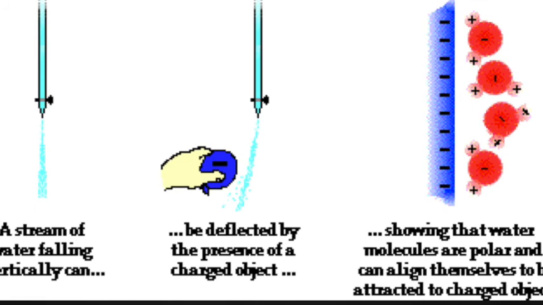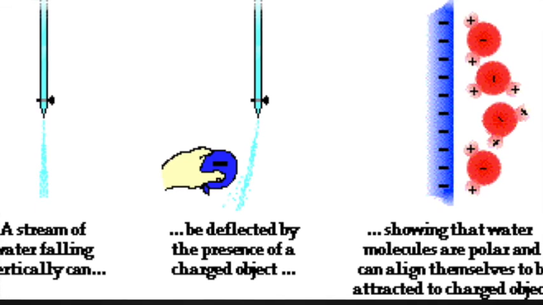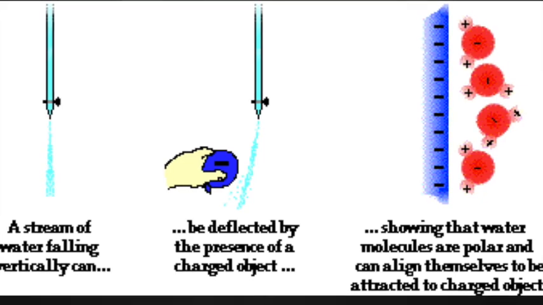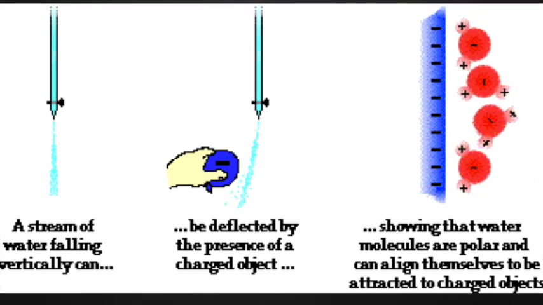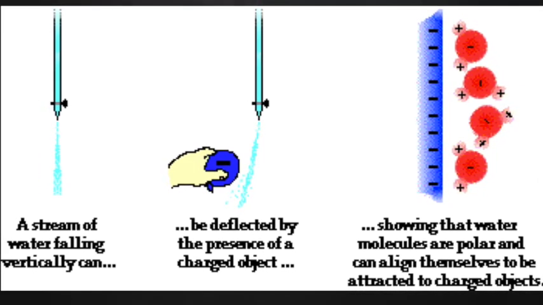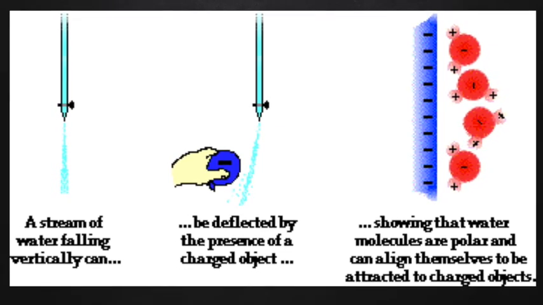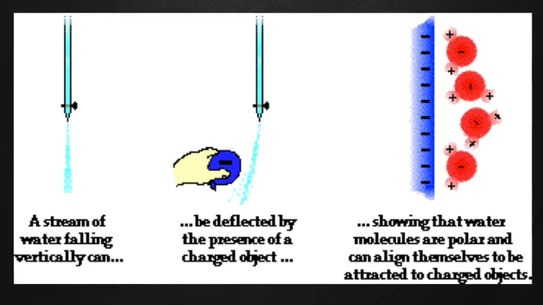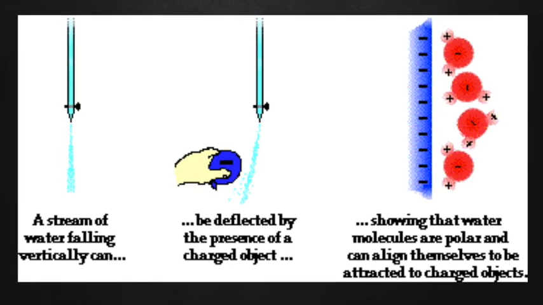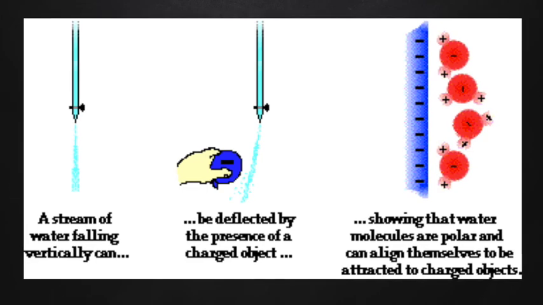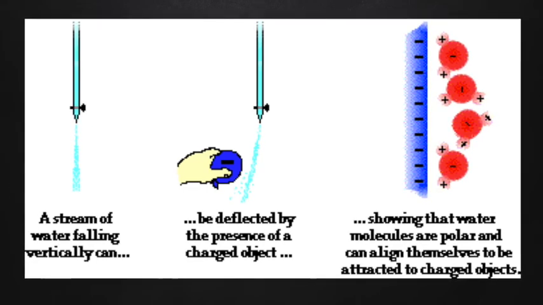This is an example of polarization. A stream of water falling vertically can be deflected by the presence of a charged object. In this example, the charged object is a negatively charged balloon, which is deflecting the positively charged water molecules, showing that the water molecules are polar and can align themselves to be attracted to charged objects.